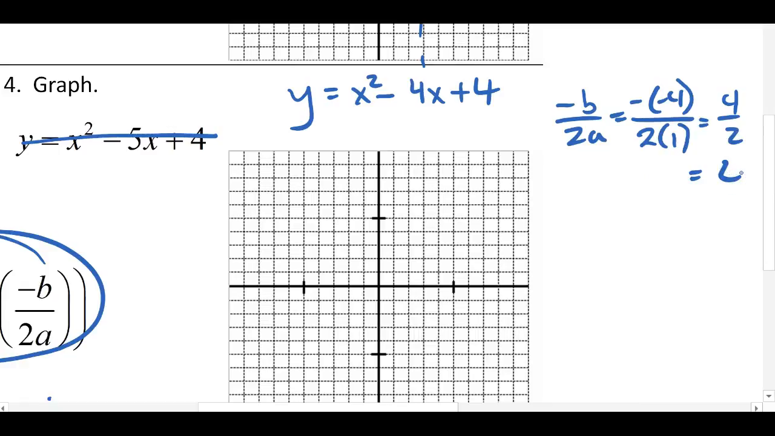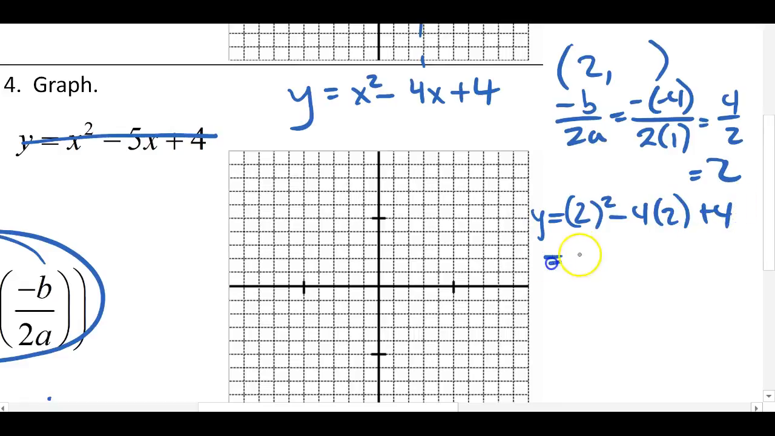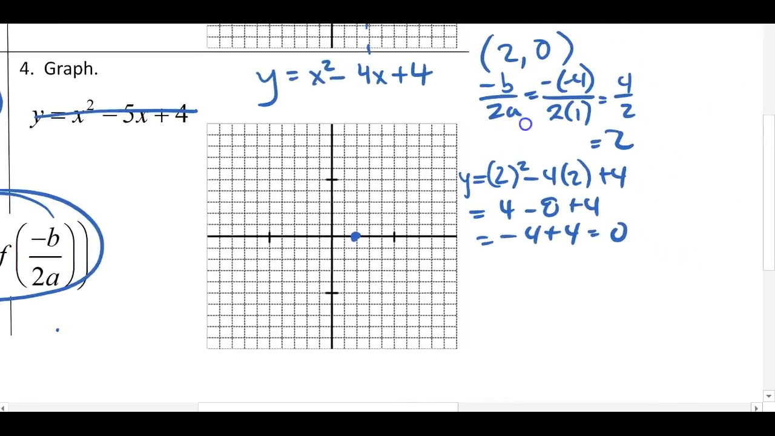Okay, and then to find the y value for that vertex, I just plug in that x value. Okay, so 2 squared minus 4 times 2 plus 4. 4 minus 8 plus 4. Negative 4 plus 4 equals 0. Okay, so 2, 0. So that's your vertex. Go to 2, 0.